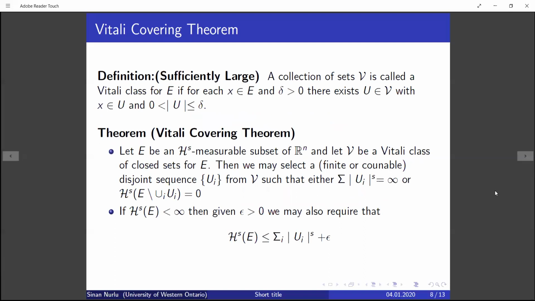All right. Now let's define what we meant by sufficiently large in the beginning. So this is something called a Vitali class. So a collection of sets, subscript V, is called a Vitali class for E if for each x in E, and for any delta positive, there exists a U in subscript V with x in U, and the diameter of U is positive, it cannot be zero, it must be positive, we're not interested in singletons, and the diameter of U is smaller than delta.